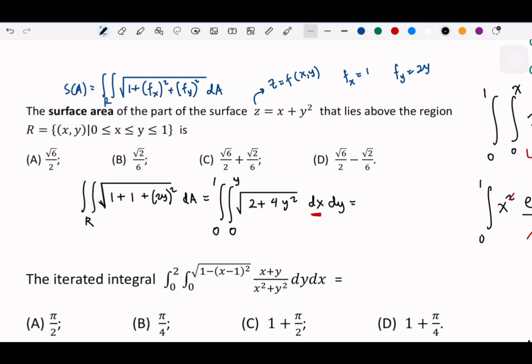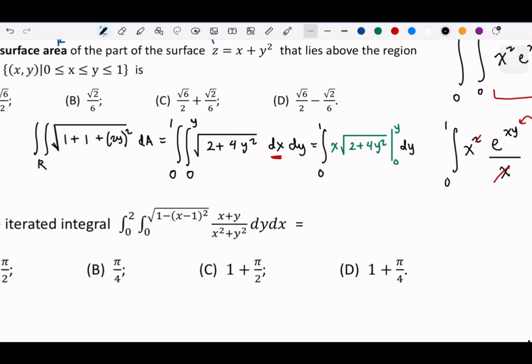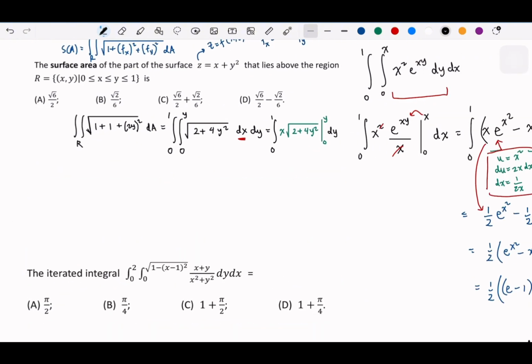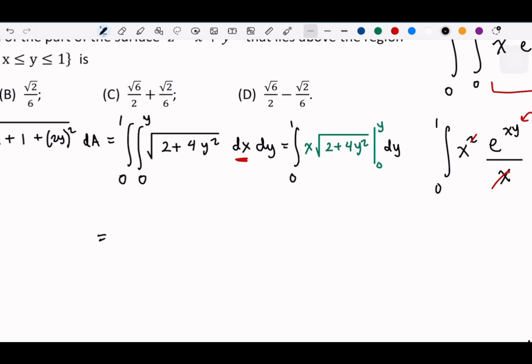So this will result in the integral over y from 0 to 1 of x, evaluated from 0 to y, and then dy. And then let me put here, this will be y times the square root of 2 plus 4y squared dy.